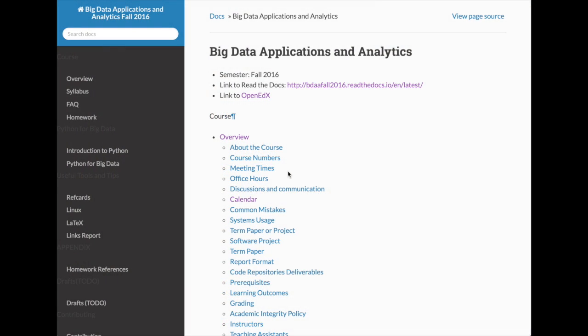Hello, my name is Gregor von Laszewski, and today we will be focusing on the syllabus for the Big Data Applications and Analytics class. In order to do this, I recommend that you go to the website and follow along. After this lesson, I would encourage you to browse around in the class and see what is available. So let's focus on the syllabus.